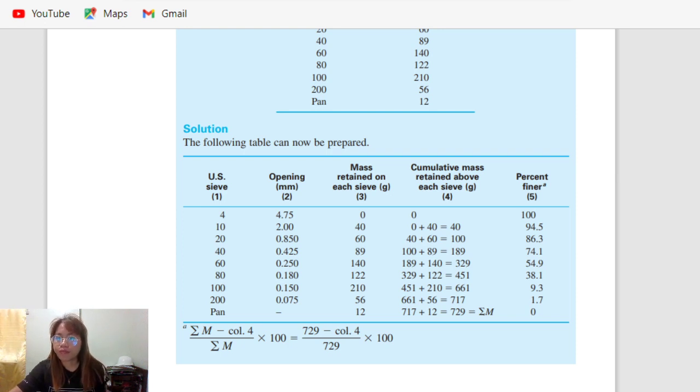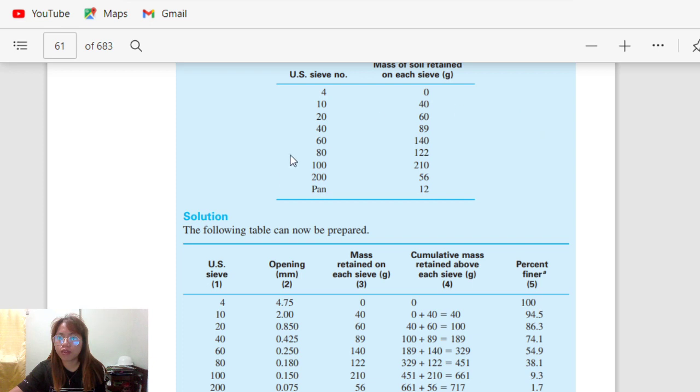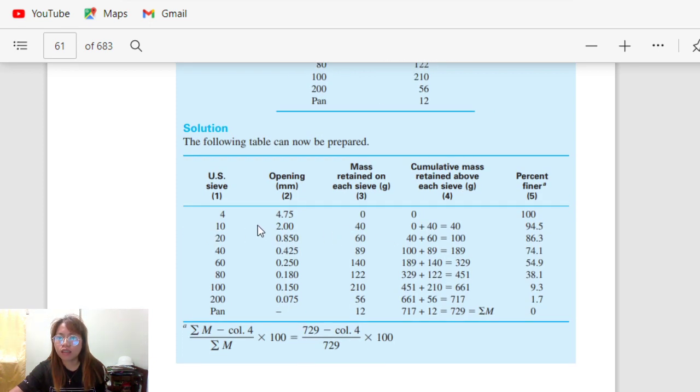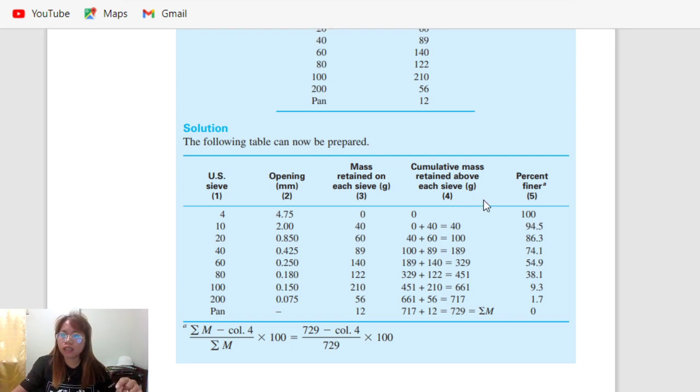According to the table, the mass of soil retained on each sieve is this. For number 4 sieve, 0. For number 10, 40, 60, 89, 140. Then the pan retained 12 grams. For the cumulative mass retained above each sieve, this is the mass value retained above each sieve.